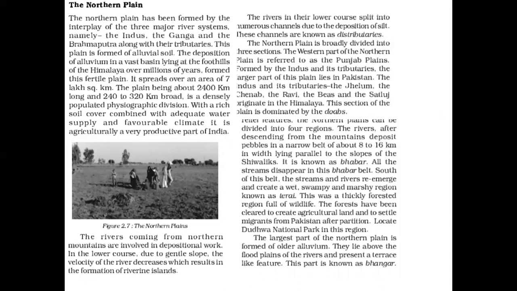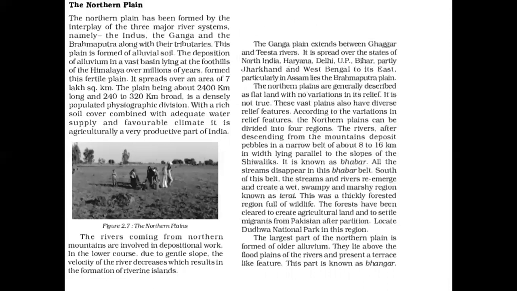The northern plain has been formed by many rivers. The main rivers are the Indus, Ganga, and Brahmaputra, and their tributaries, and it spreads over 7 lakh square kilometers. It is good for cultivation. It is a highly populated area.